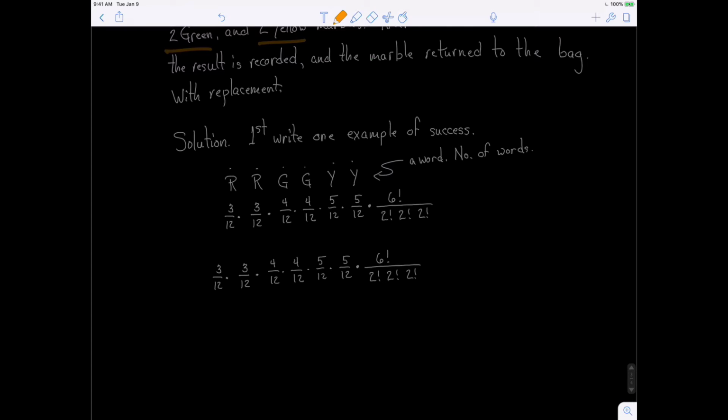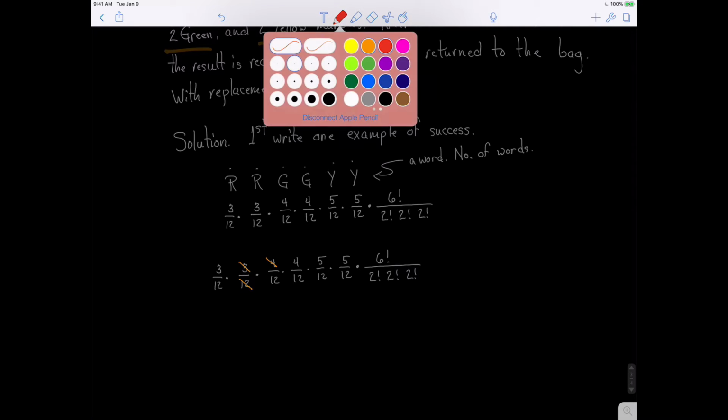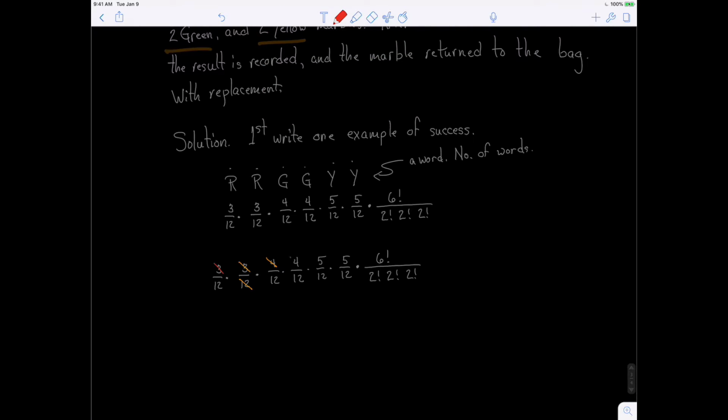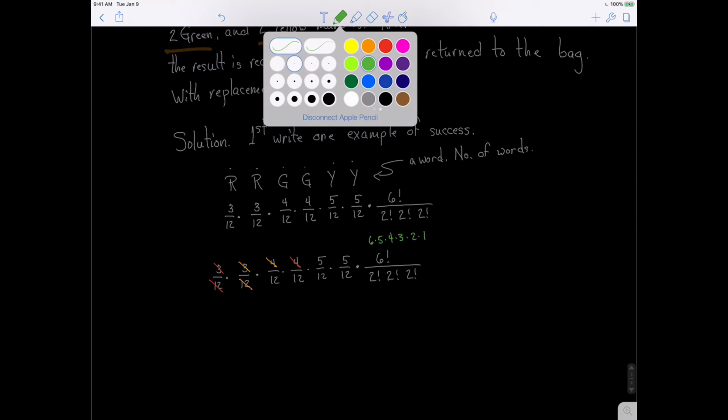And notice that 3 times 4, that's a 12. Okay, let's do another one. How about a red one? 3 times 4, that's also a 12. Okay, and then let's do another color. Notice that 6 factorial is the same as 6 times 5 times 4 times 3 times 2 times 1. All right, well, here's a 2 factorial that we can cancel out.